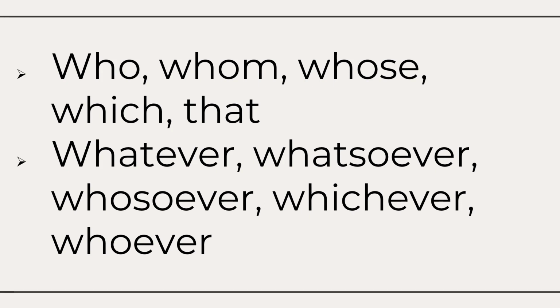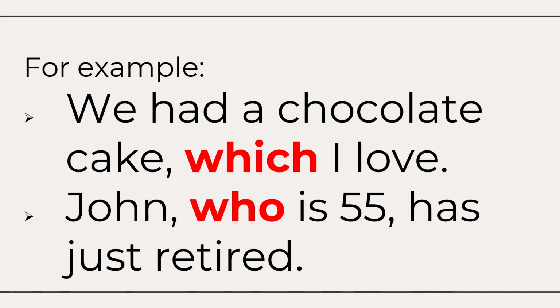We can also add the words so and ever in front of these words to make compound relative pronouns as well, which makes whatever, whatsoever, whosoever, whichever, and whoever also relative pronouns. Now let's take a look at its example. We had a chocolate cake, which I love. As you can see, the relative pronoun which has been used to attach one part of the sentence with another part of the sentence, and this part offers additional information.